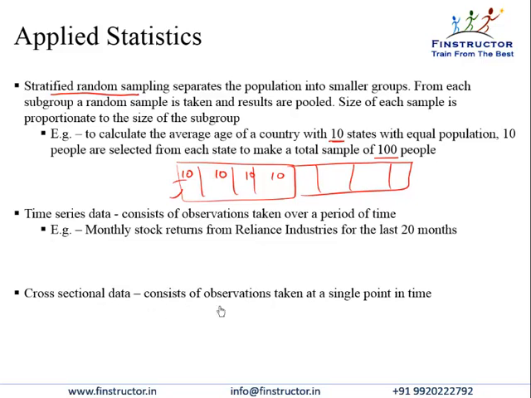Cross-sectional data consists of observations taken at a single point in time. So the returns of all stocks in the Nifty 50 or the S&P 500 for the previous quarter would be an example of cross-sectional data. All that data has been collected at the same time, and that's also 50 different values that we can try to analyze.